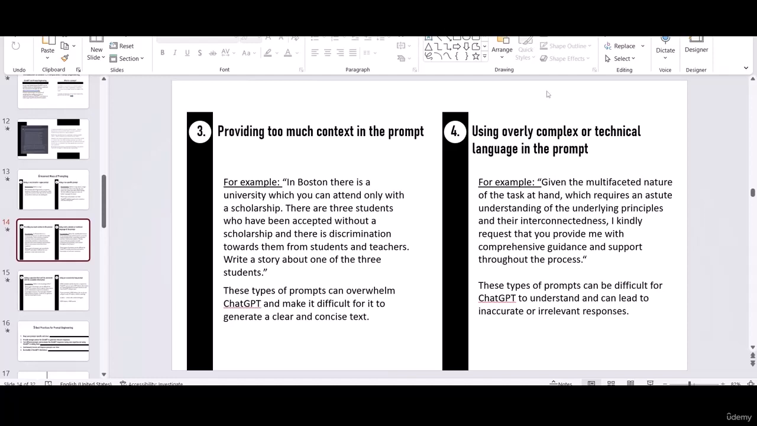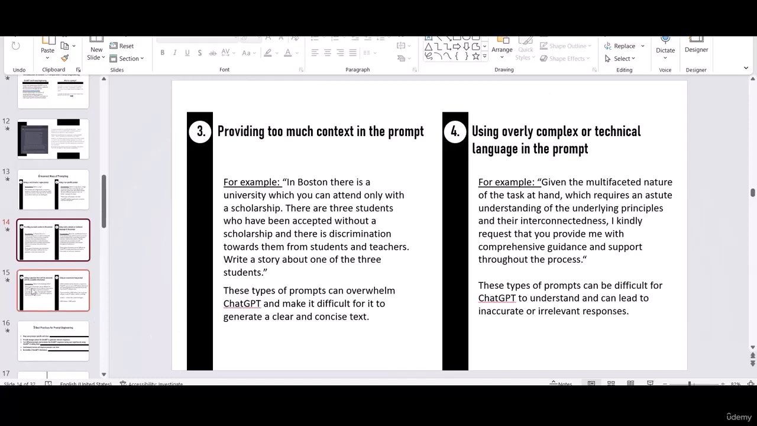So the fourth one is using overly complex or technical language in the prompt. For example, given the multifaceted nature of the task at hand, which requires an astute understanding of the underlying principles and their interconnectedness, I kindly request that you provide me with the comprehensive guidance and support throughout the process. These types of prompts can be difficult, not only for me, but for ChatGPT as well to understand, and can lead to inaccurate or irrelevant responses.